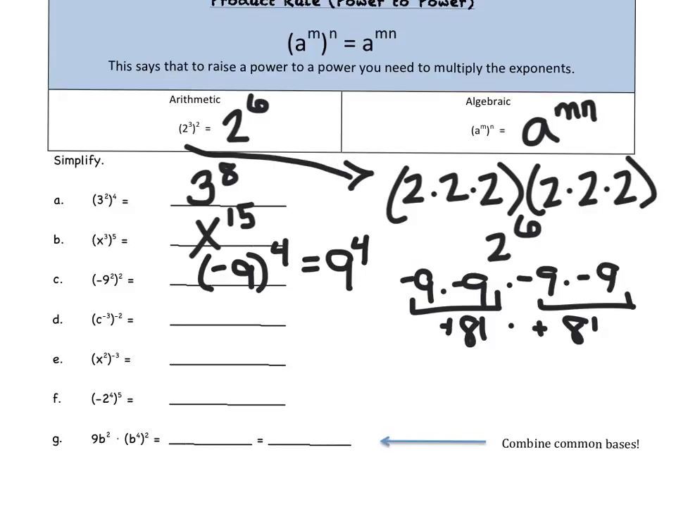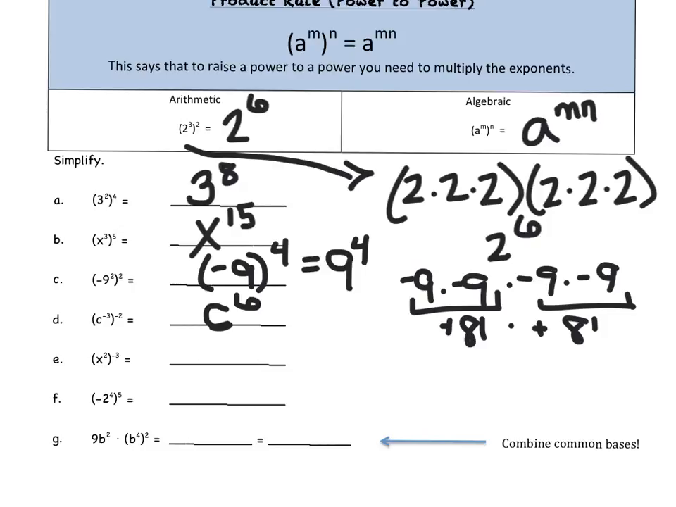In part D, don't let negatives throw you off. It's okay to do the same power to a power rule, leaving our base C the same, and then multiplying our negative 3 times our negative 2. And a negative times a negative is a positive. We get a positive 6.